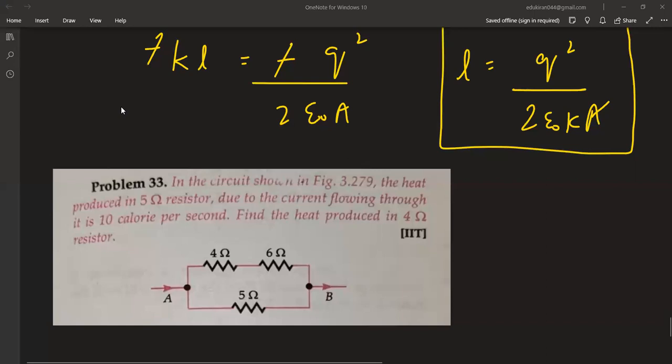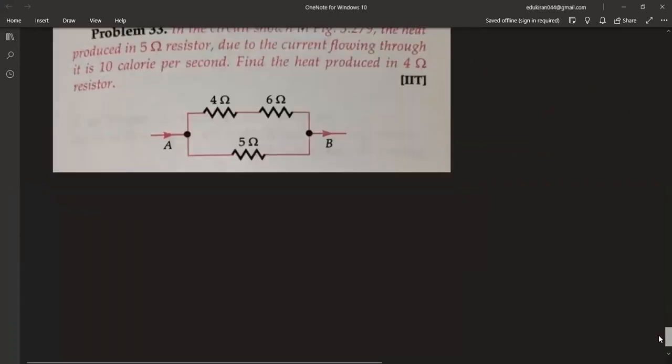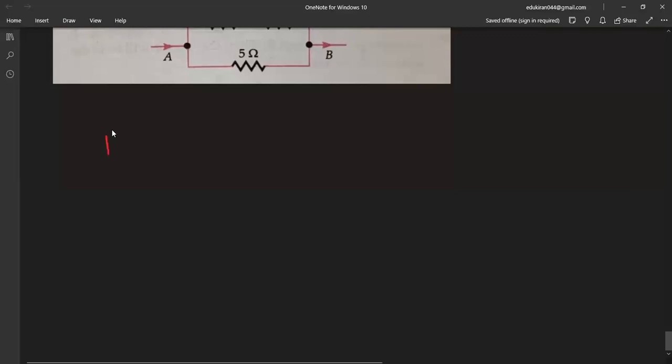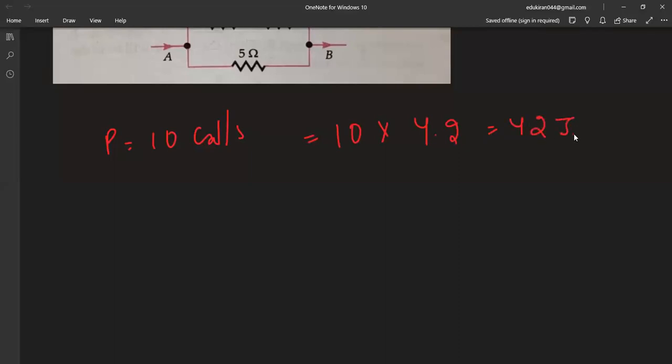Class, in the circuit shown in this figure, heat produced in the 5 ohm resistor due to the current flowing through it is 10 calorie per second. Find the heat produced in the 4 ohm resistor. So see, heat produced per second in the 5 ohm resistor, according to the question, is 10 calorie per second. So we'll convert it into joules, multiplying by 4.2. That becomes 42 joules per second, right?